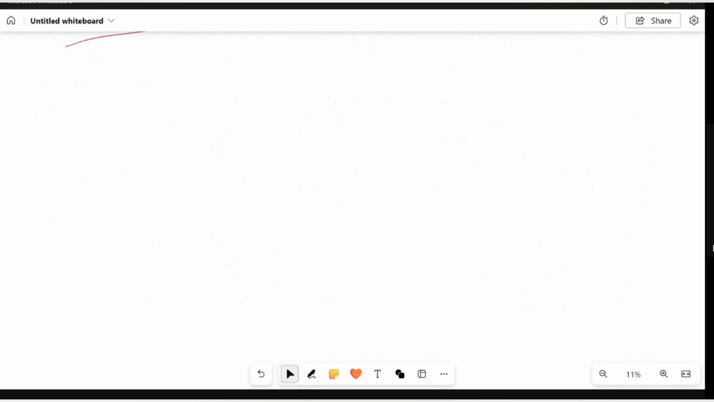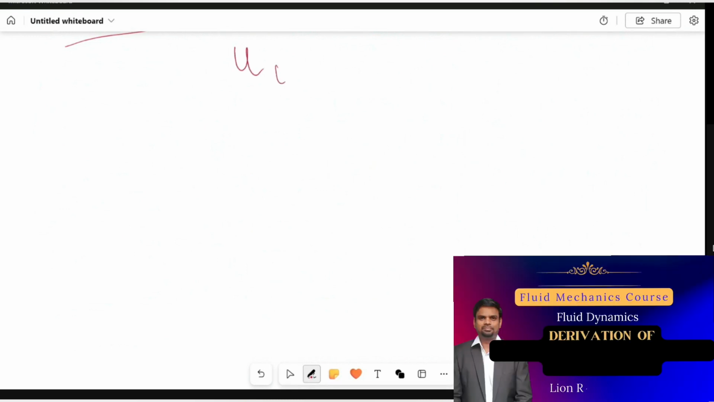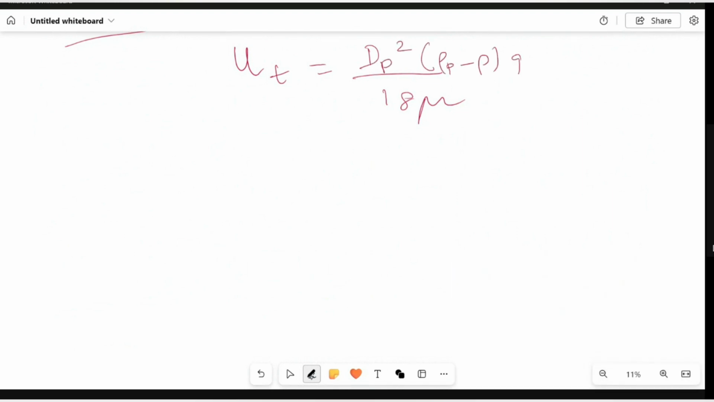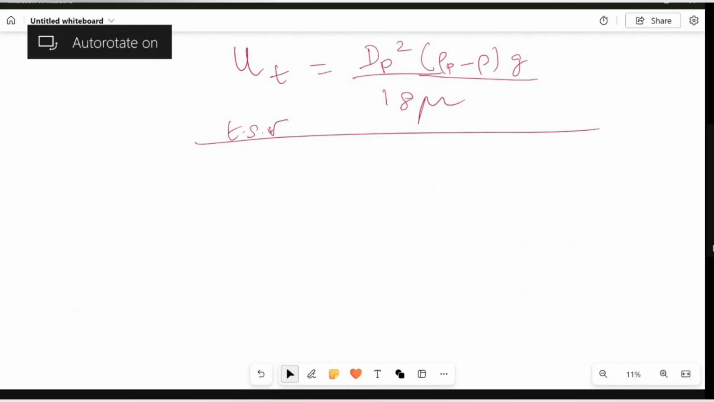What is the final equation that we are having? We have terminal settling velocity equal to (ρp minus ρ) into g, divided by 18 μ, into dp square. Okay, so this is Stokes law for terminal settling velocity. Now we can do some numericals. Questions are similar, so I'm just going to do some straightforward numericals.